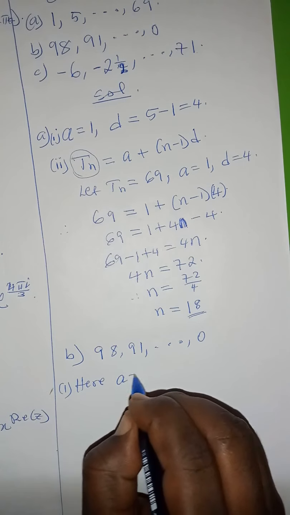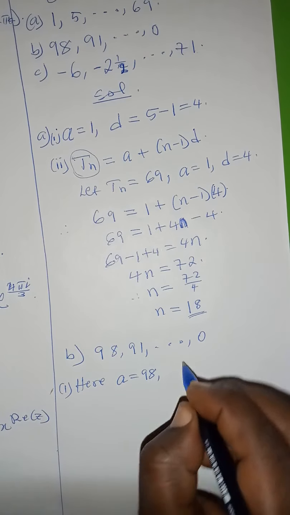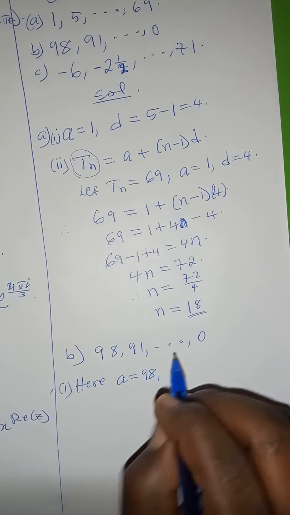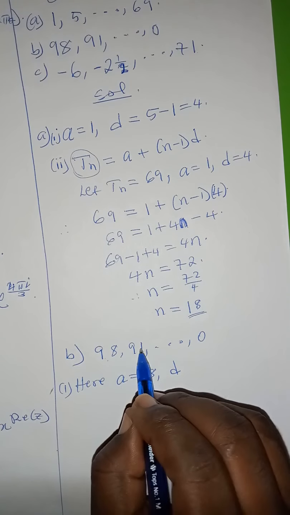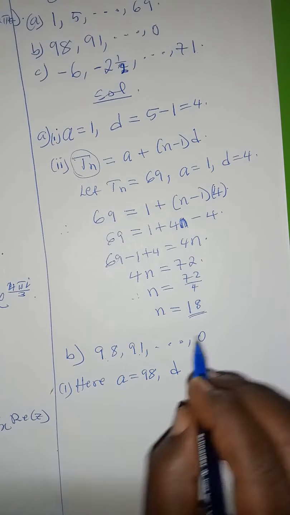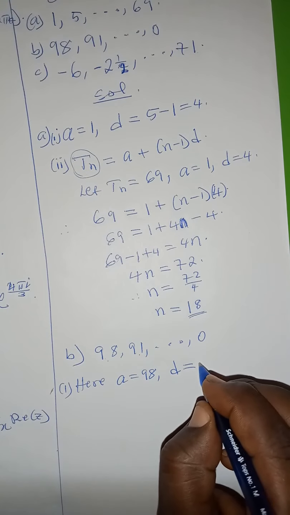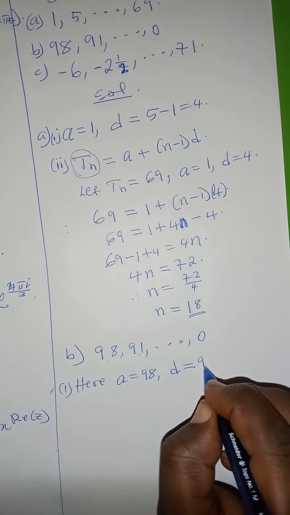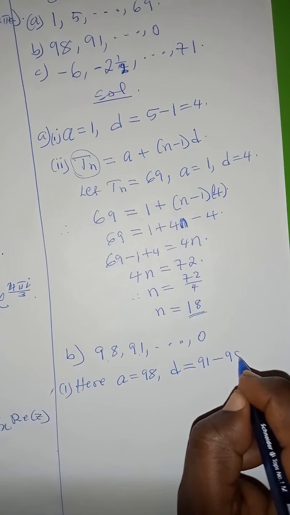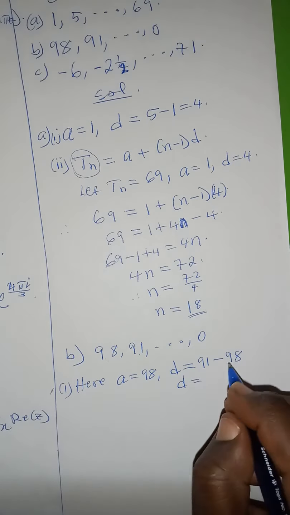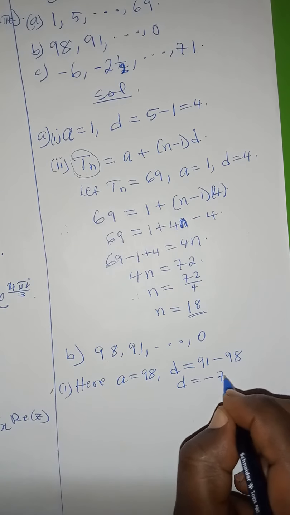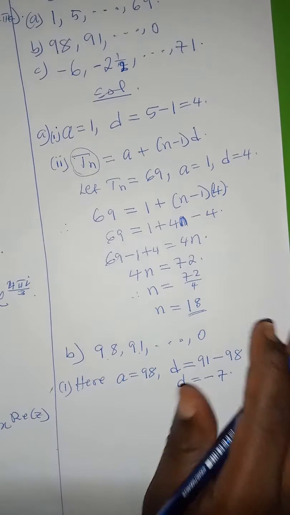A is equal to 98. D is the common difference: a term minus its preceding term. So this minus this, not this minus this. It's this one minus the preceding term. So it's equal to 91 minus 98. So D is equal to 91 minus 98, which is minus 7. So you see it has a negative common difference.